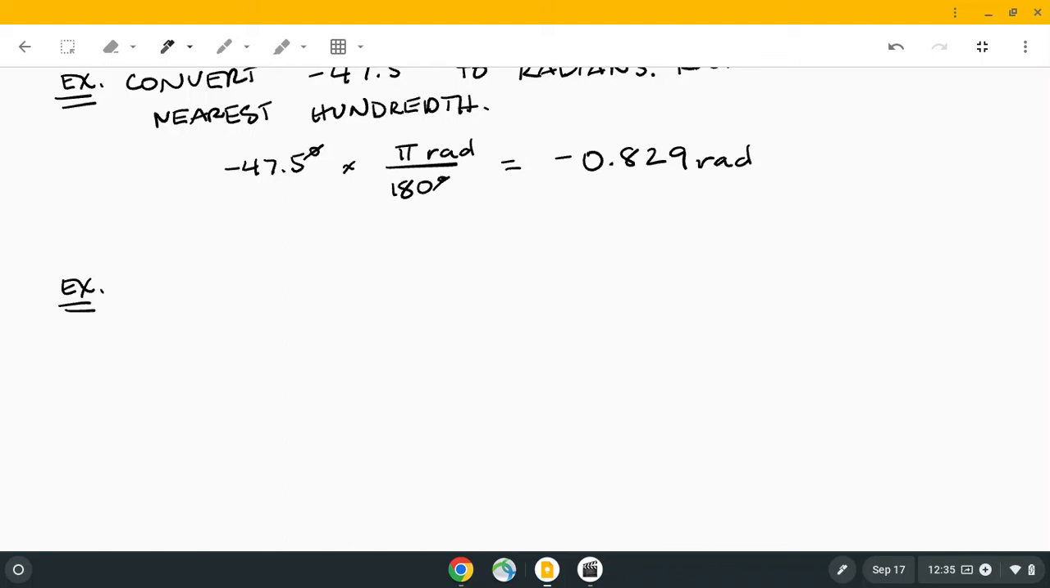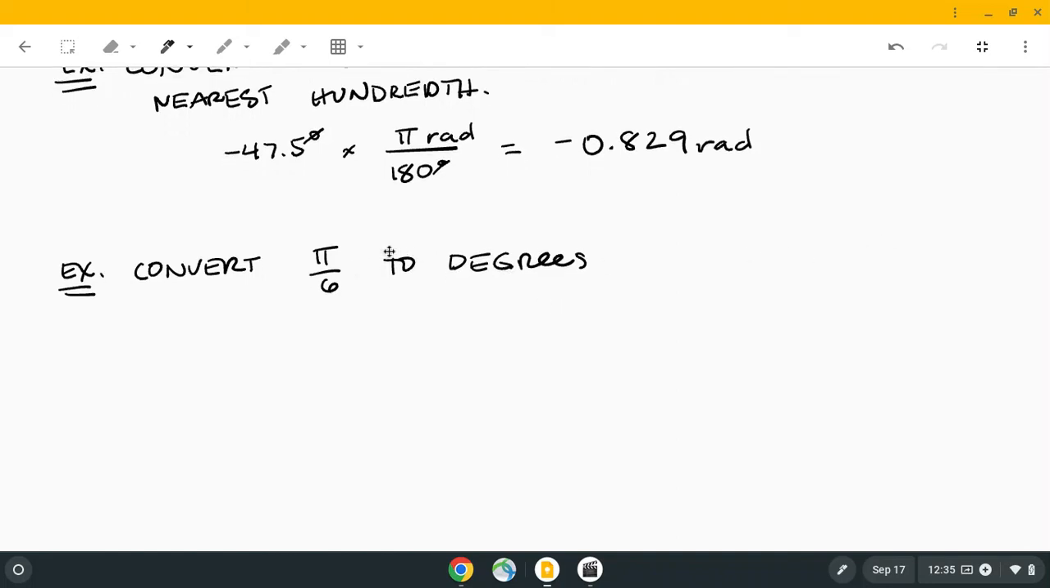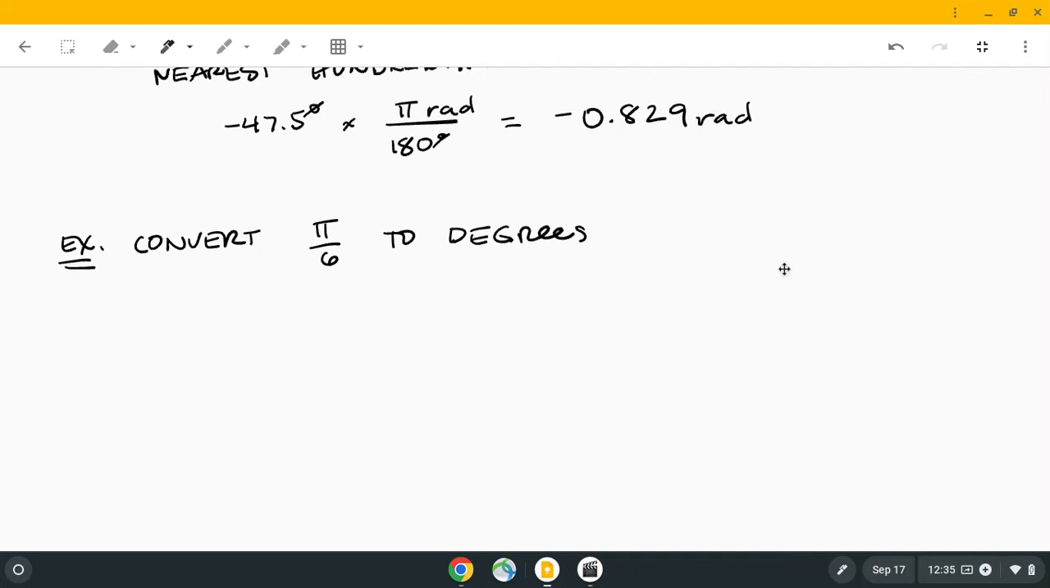Okay, let's try some the other direction. Let's go from radians to degrees. So convert pi over 6 to degrees. That's how they will probably write it in the homework problem. They don't have the radians there, but I think it's helpful to have the radians here so that when you're doing your conversion, with dimensional analysis, it makes sense which units are going where.